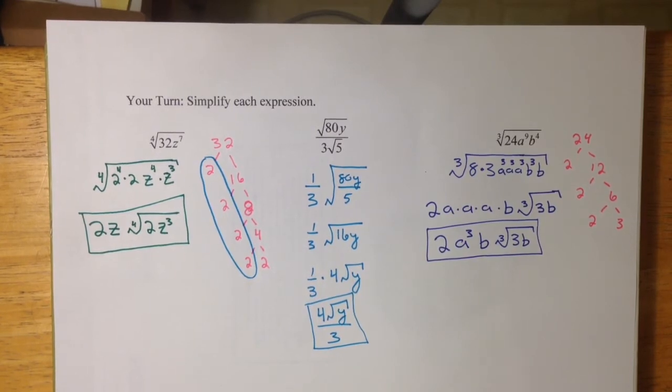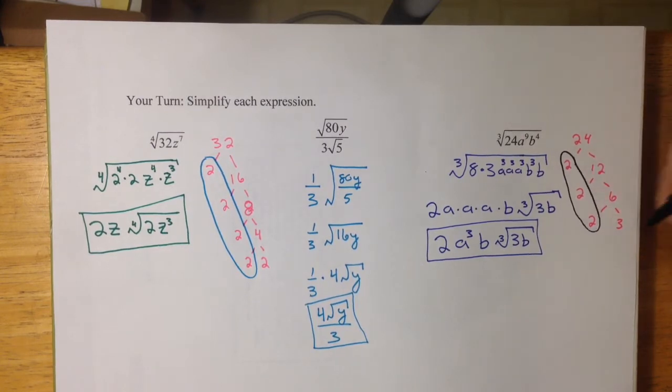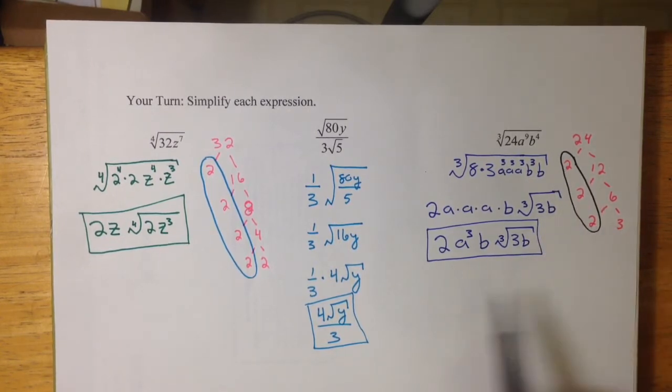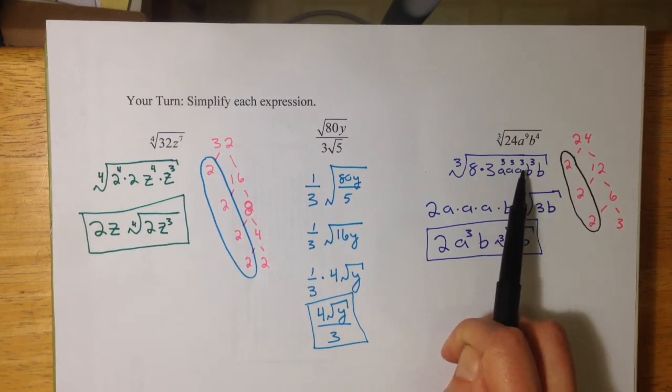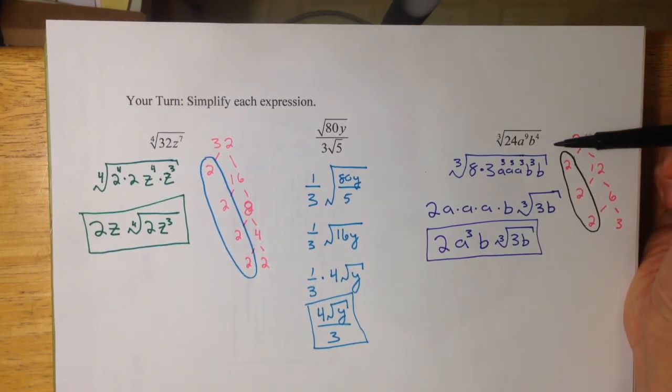Our last example is the cubed root of 24a to the 9th, b to the 4th. I started by factoring that 24 and found that it was 2 times 2 times 2 times 3, which is a single group of 3 2s and 1 3 left over. I decided to interpret that as 8 times 3. So I rewrote this as 8 times 3 times a cubed, a cubed, a cubed, b cubed, b. So I split these up into groups of 3 as much as possible.